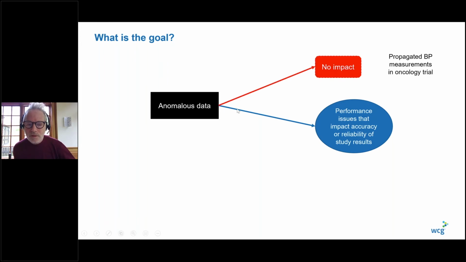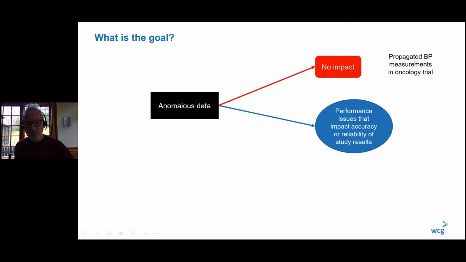However, there are a lot of data anomalies that have no impact on the accuracy and reliability of study results, and those should be ignored, in my opinion. And I realize that that may feel provocative to some of you, and I'd love to entertain a conversation about that. An example of that would be propagated blood pressure measurements in an oncology trial, and I think I actually got this example from a very nice CluePoints paper, and I want to acknowledge the very important contributions that our colleagues from CluePoints have made to this literature.